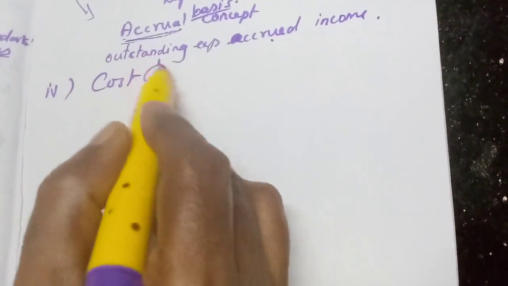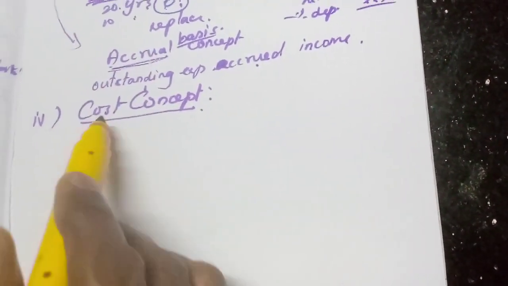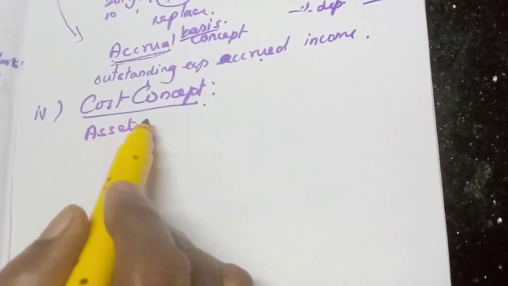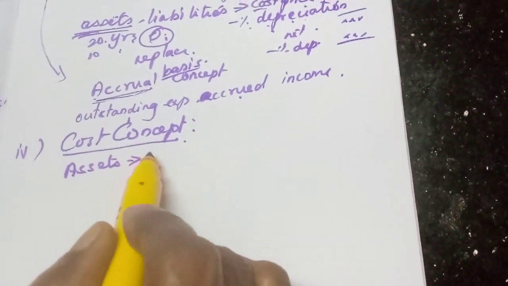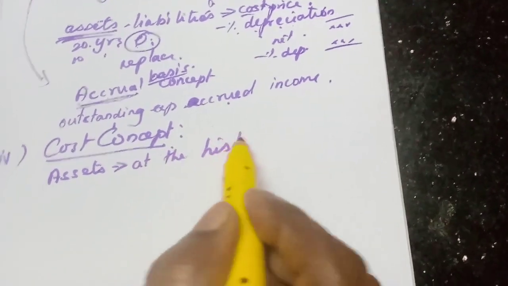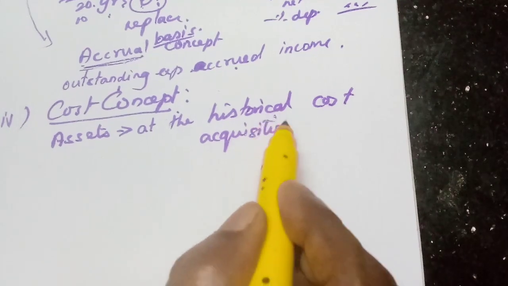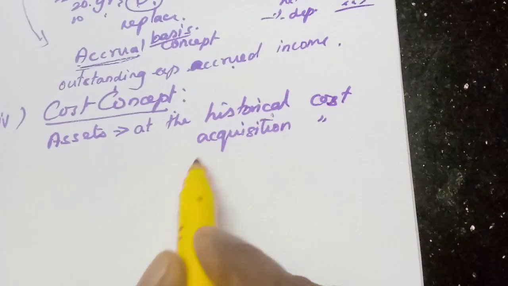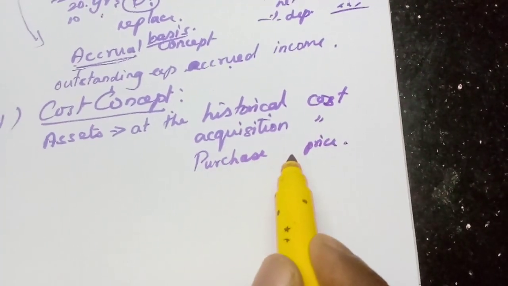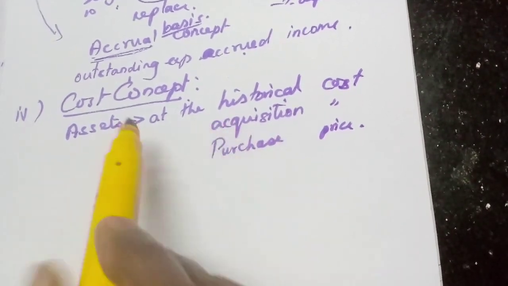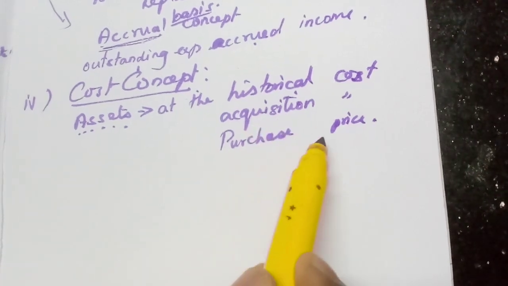Cost concept. Here you will understand this more clearly, because it is related to the assets only. When we purchase the assets, they are recorded in the books of accounts at the historical cost. What is the meaning of historical cost? Acquisition cost. In accounting, historical cost, acquisition cost, and purchase price are all terms for the same thing. That is a simple word. It is the purchase price. So for accounting purposes, we are recording the value of assets at historical cost only. What is the meaning? Historical cost or acquisition cost or the purchase price of the asset.